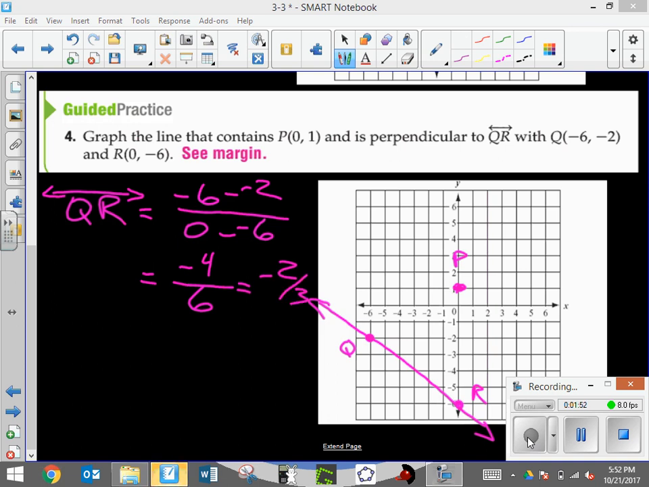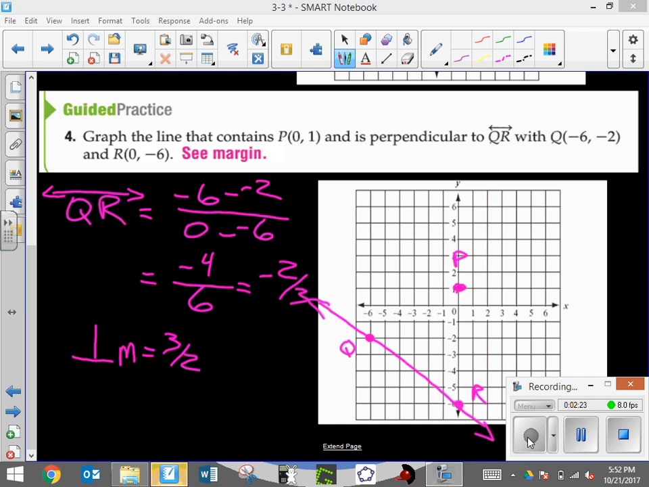-2/3. Well, now that I know the slope of that line, I can find the perpendicular slope. So I will sometimes put an upside down T to signify that this is my perpendicular slope. The perpendicular slope to -2/3, that's opposite sign, so it's going to become positive, and I'm going to flip the fraction, so 2/3 is going to become 3/2. And I'm going to use that slope to find another point coming off of P.